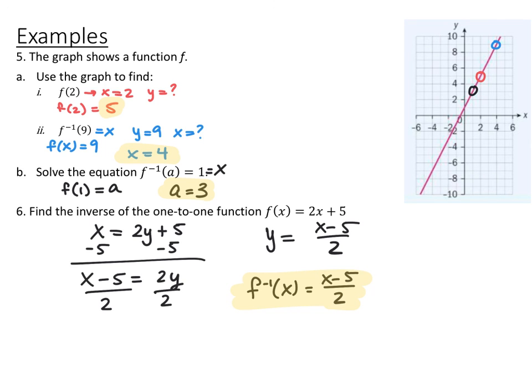So you're undoing in the opposite order. Originally you multiplied by 2 and then added 5, so now in the inverse you're going to subtract 5 and divide by 2. So this has been linear models and inverse functions.